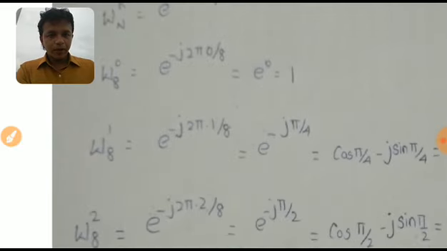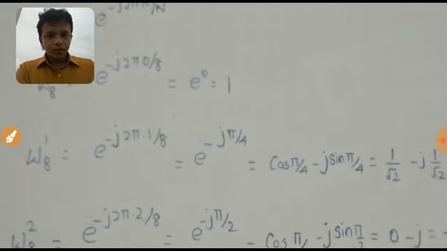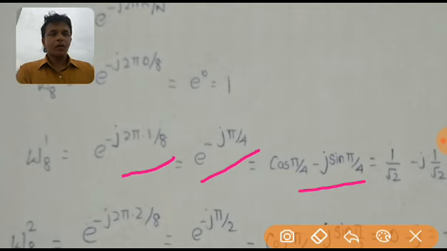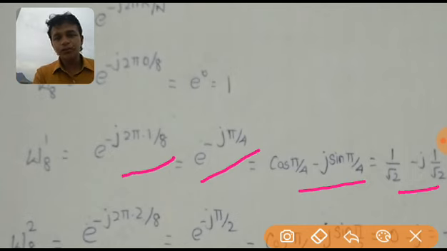And w8 power 1, when we substitute in the formula, it becomes e power minus j 2 pi by 8, which is equal to e power minus j pi by 4. When we expand this in trigonometric form, it is cos pi by 4 minus j sin pi by 4, and the values are the same. When we substitute, it becomes 1 by root 2 minus j 1 by root 2. The value of 1 by root 2 is 0.707.